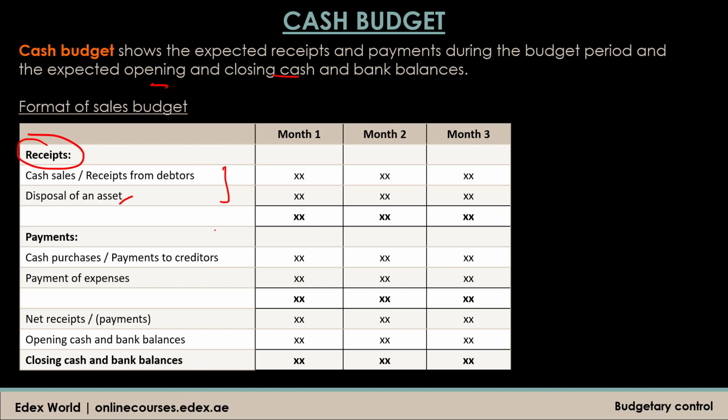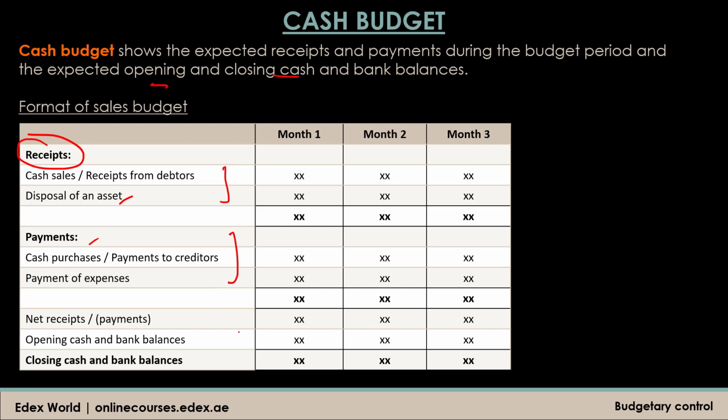Then the second part is to list all the payments. Payments will be in form of cash purchases or payment to creditors if the goods were already purchased on credit. Then operating expenses have to be paid. Non-operating expenses like interest may have to be paid. Repayment of bank loan or capital expenditures can happen during the period. So all these will come under the payment section.